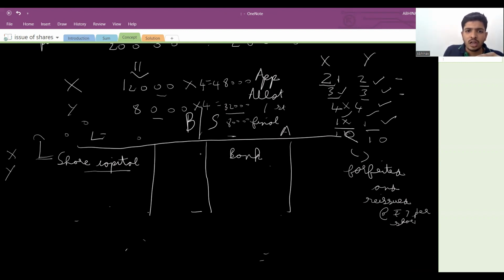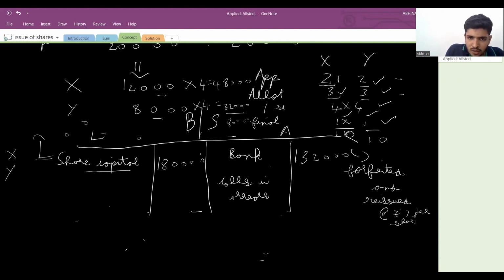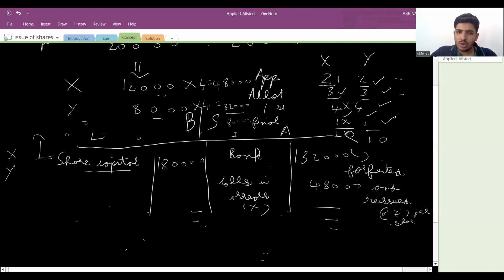Now, what is the impact? 1,80,000 plus 1,00,000, and bank 32,000 gets increased to 1,32,000. And calls in arrears 48,000. Now there can be hundreds of people who are defaulting. In this case, calls in arrears is just the name for X. It can be X, Y, Z, however many people are defaulting. So calls in arrears is a common name for keeping people who defaulted in that account. It's not a respectable name. That's why this comes.